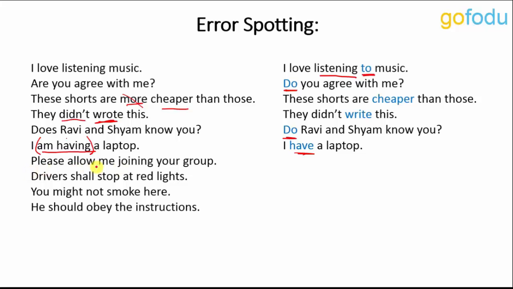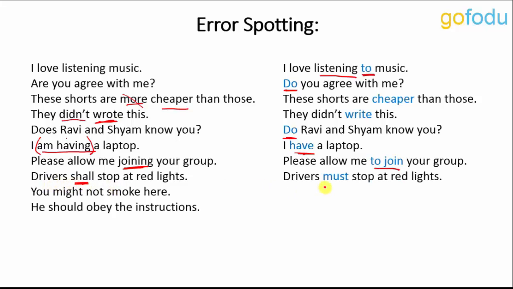Please allow me joining your group. Over here, this gerund is not correct. It will be, please allow me to join your group. The infinitive will come here. Drivers shall stop at red lights. Now, shall is used where it's not a confirmed thing, it's a possibility. At a red light, drivers should stop. It's not a possibility, it has to be done. So, drivers must stop at red lights.